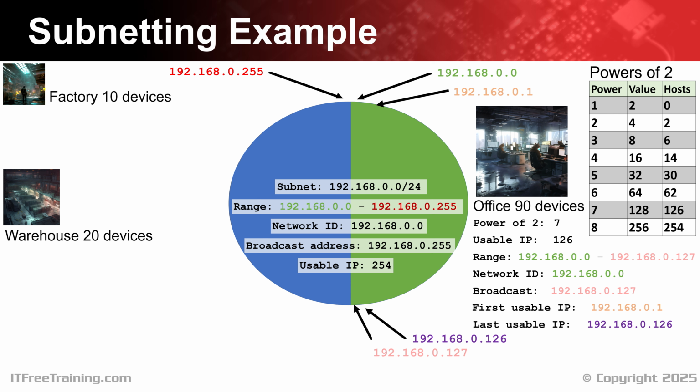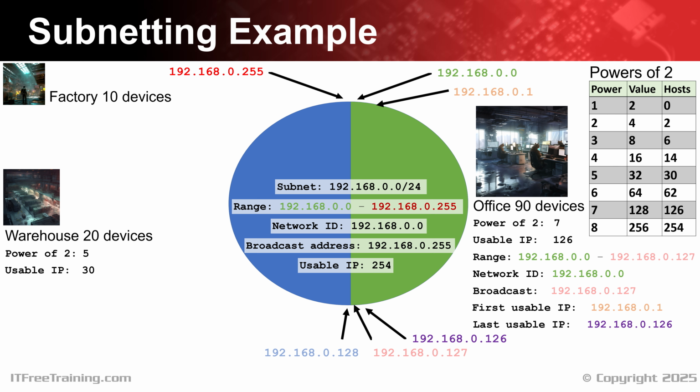The start of the next network will be the next address after the last network. Thus, the next network address will be 192.168.0.128. For the warehouse, we need 20 addresses, so consulting the powers of 2 table, we need 5 bits as this gives us 32 addresses, 30 of which are usable.